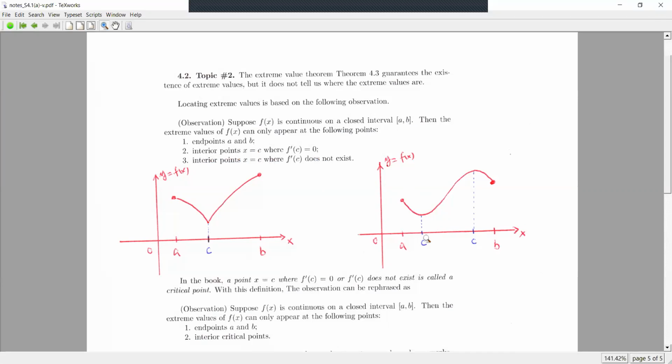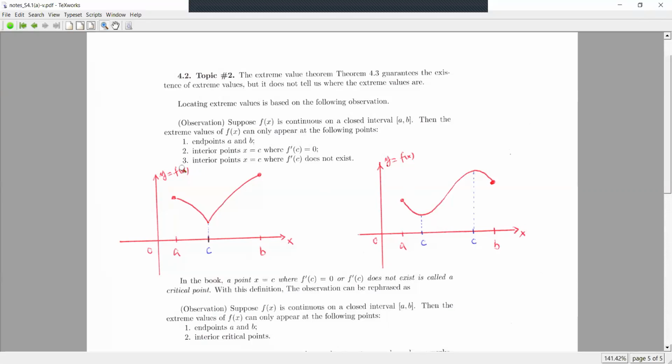An example, look at this curve. The maximum is here, so there the tangent line is horizontal, and the derivative there is 0. This is a minimum point. There, the tangent line is horizontal, or the derivative is 0.